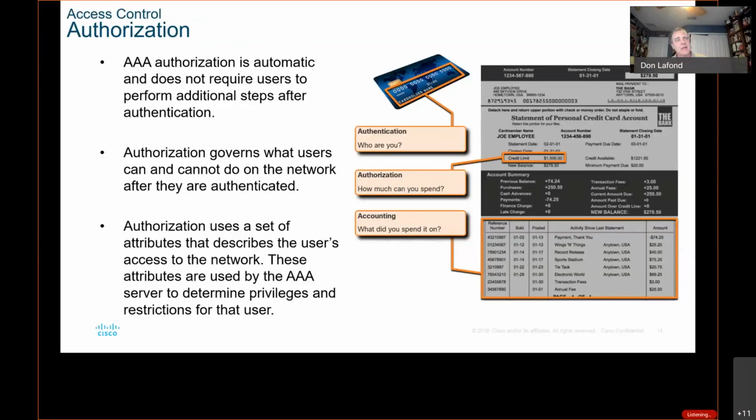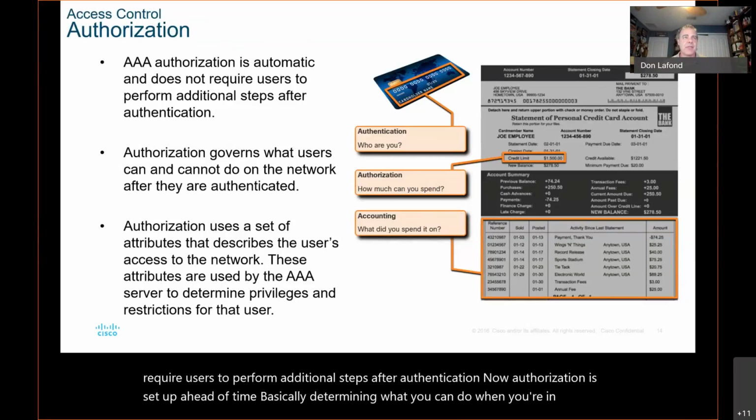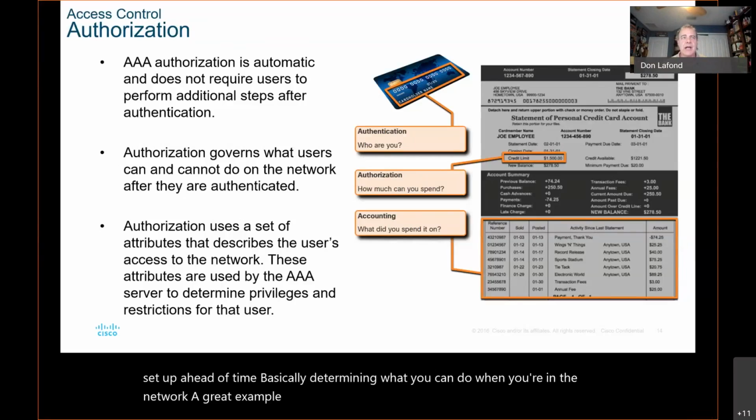I apologize for that. So authentication is automatic and does not require users to perform additional steps after authentication. Now, authorization is set up ahead of time, basically determining what you can do when you're in the network. A great example is your credit card. You have the card. That is your authentication. Authorization is how much you can spend on your credit card, right?